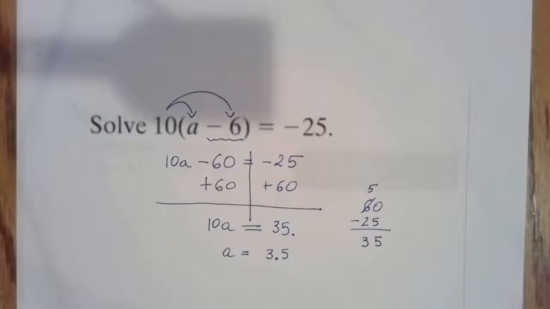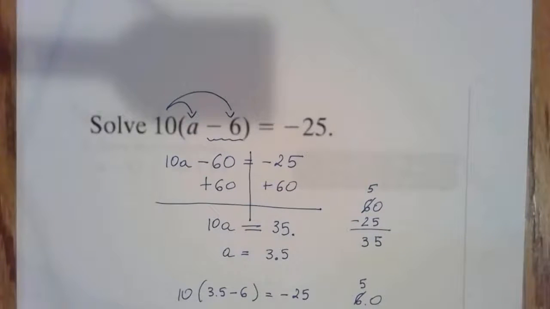I can check my answer and let's see if that will work. Okay, let's do it. So 10 times the quantity 3.5 minus 6 equals negative 25. Well, let's see. I have to do parentheses first, so I have to do 6 minus 3.5. If I subtract that, I have 5. Of course, I just borrowed it, so that's 2.5.